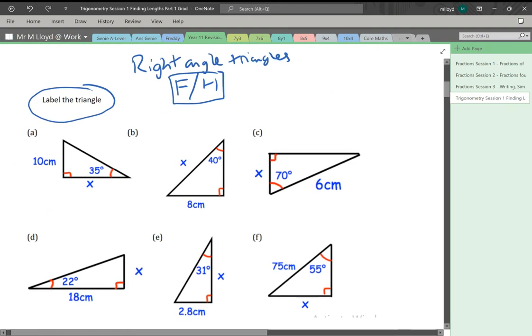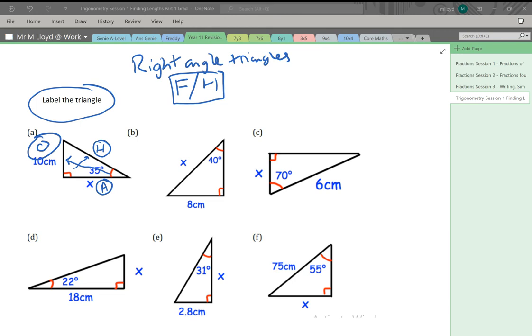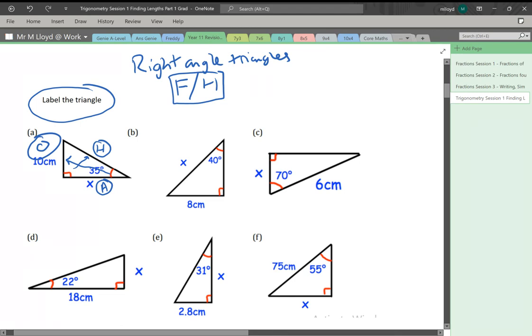So that's the first thing. Right, for part A, our hypotenuse is always going to be opposite the right angle. So the hypotenuse is always opposite the right angle. The adjacent is the last one we do. We do the opposite next. So the opposite one is always opposite the given angle, which is there. And then finally, the adjacent is the last one. Now, adjacent means next to, so it's going to be next to the angle that you've been given. And that's it. It's labelled.